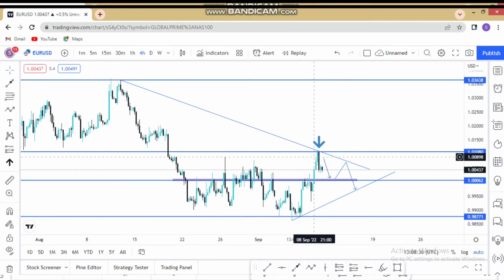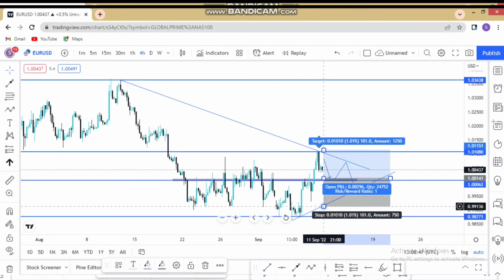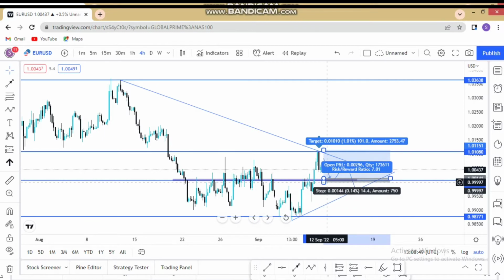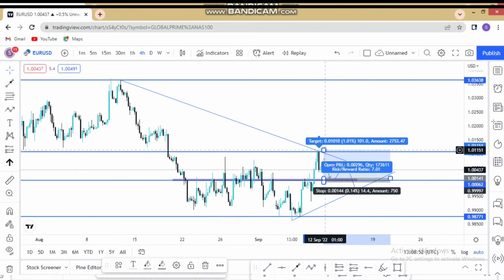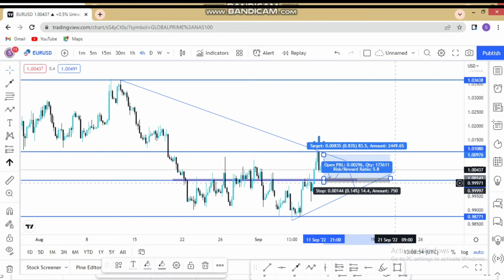Then if it happens that the market is able to come and touch this support, then I'm just expecting to put my buys in this area here, so we can go for our third touch, just like this, guys.